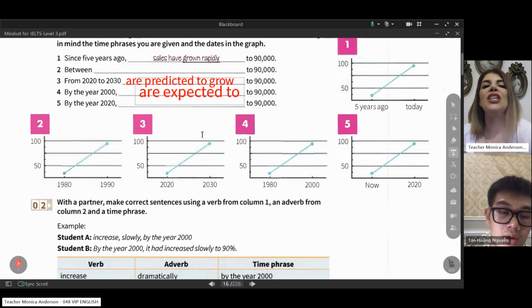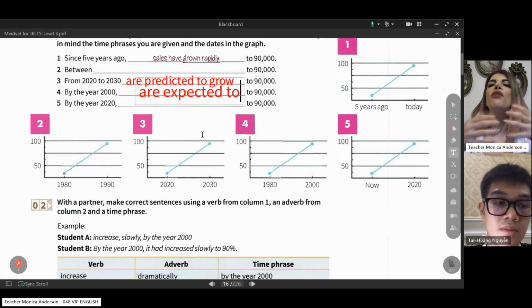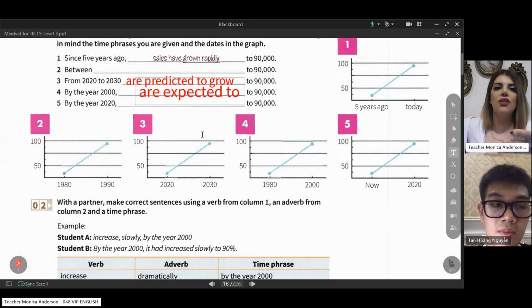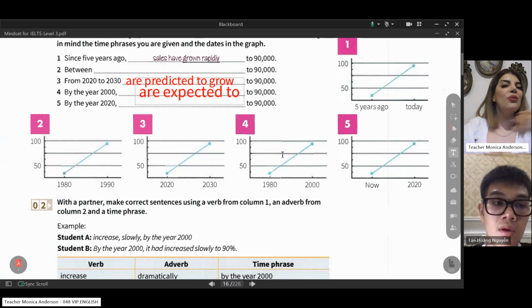And by the year 2000. When we use by, as you know, we need to use a perfect form. If we have, for example, future, by 2030, this is future. By 2000, of course, this is a time in the past, and we are talking about a period of time before 2000.